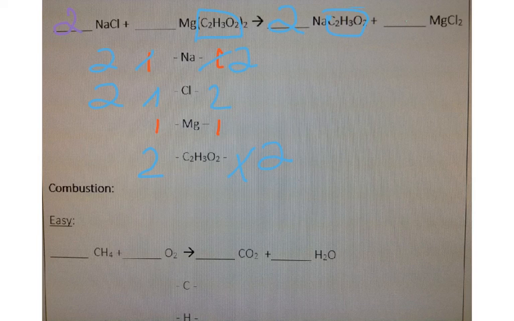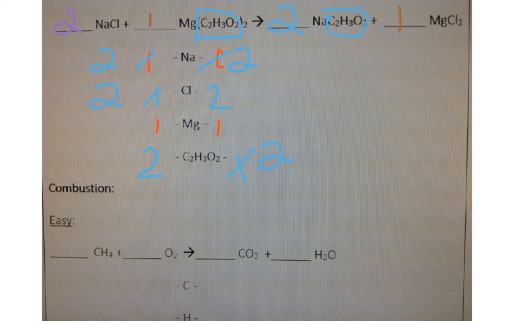All right, now I'm going to do my checks. I've got 2 Nas on the left, 2 Nas on the right, 2 Cls on the left, 2 Cls on the right, 1 Mg, 1 Mg, and then 2 acetates, 2 acetates. So I am balanced. Once again, you can put 1s in for these individual spots, or you could just leave them blanks.